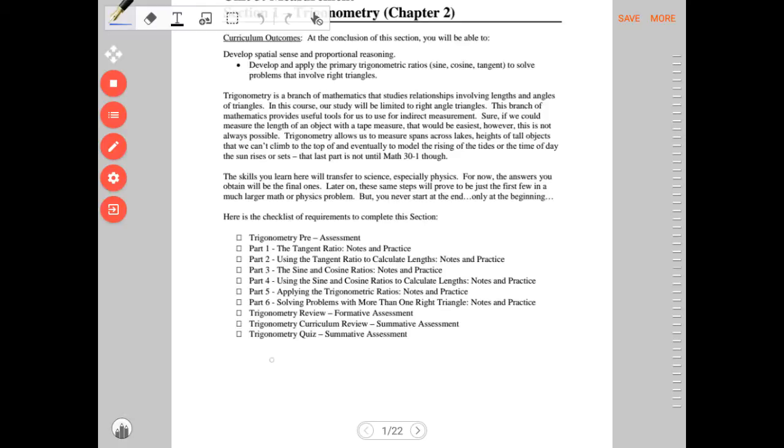triangle. And as per always, after you're done all the parts, you have a formative assessment, a curriculum review, summative assessment, and then a trigonometry quiz. Unit 3 covers Chapters 2 and Chapters 1, so you will have your unit exam after you finish the next chapter, so not on this one. So let's get started.